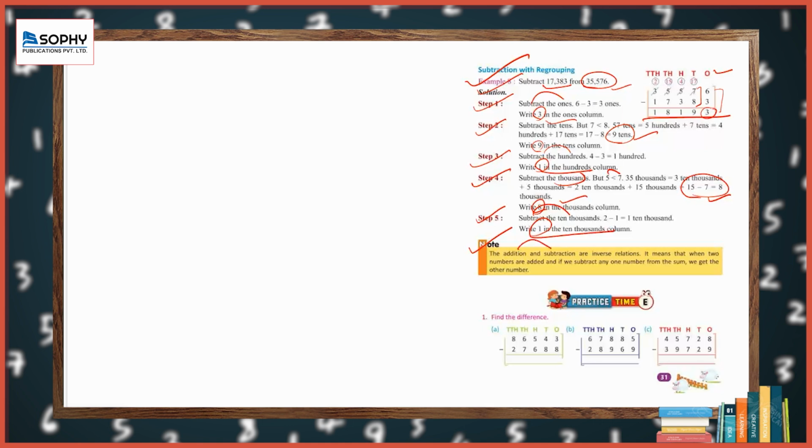Now let's look at the note, students. The addition and subtraction are inverse relation. It means that when two numbers are added, and if we subtract any one number from the sum, we get the other number, students. Now let's look at the practice time E. In the first one, we have to find the difference, students.